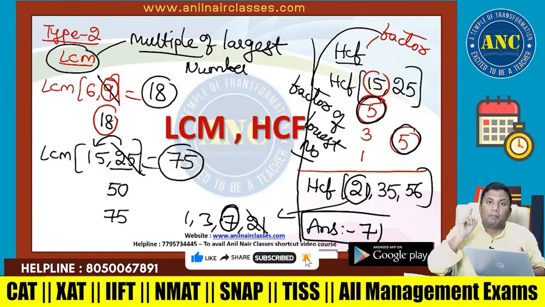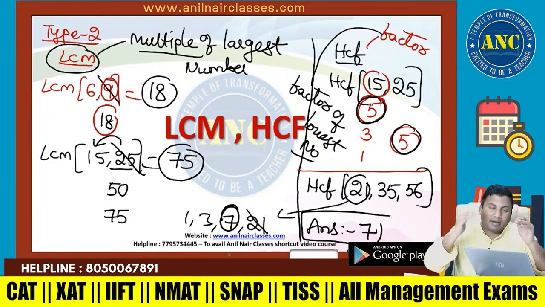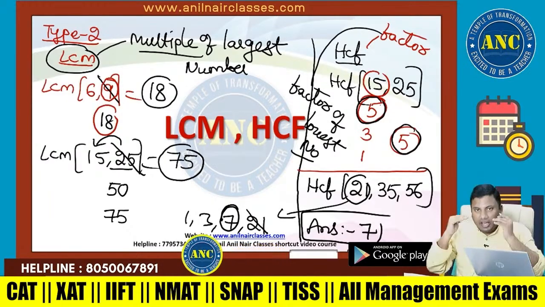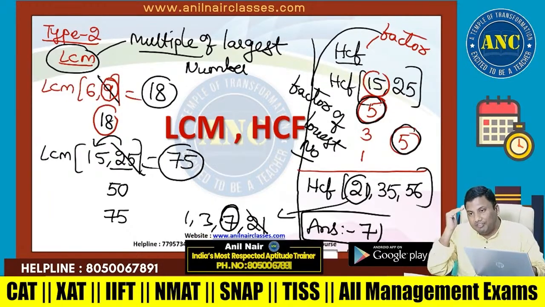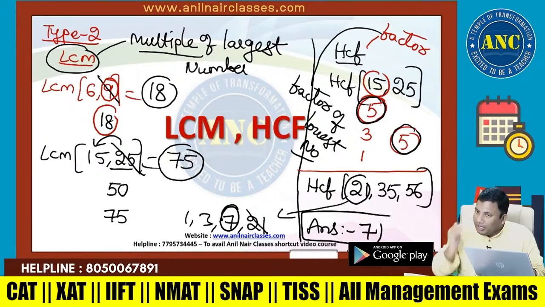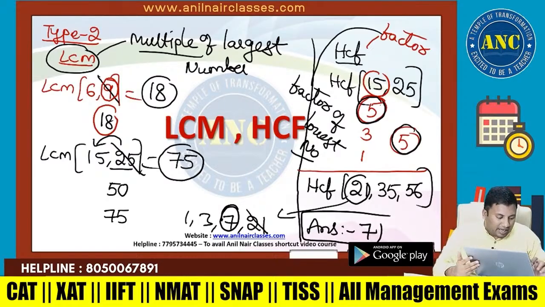LCM means multiple, so take the largest number. If the largest number is not a multiple, take the multiples of the largest. In HCF, HCF means factor, and the factor comes from the lowest number. If the lowest is not satisfying, take the factors of that lowest number. I hope this idea is clear.